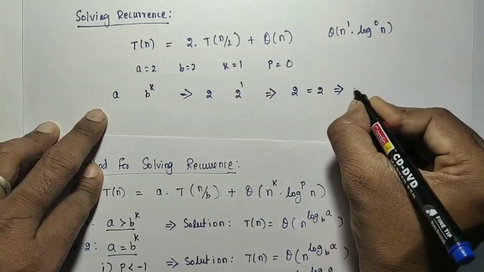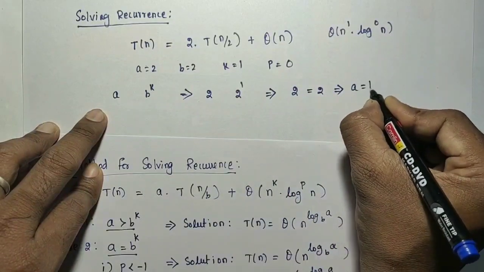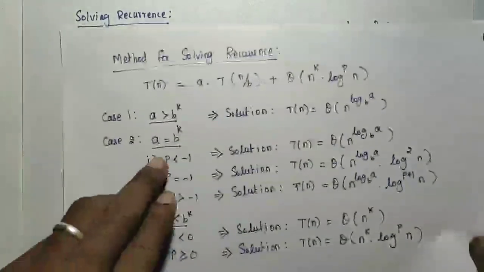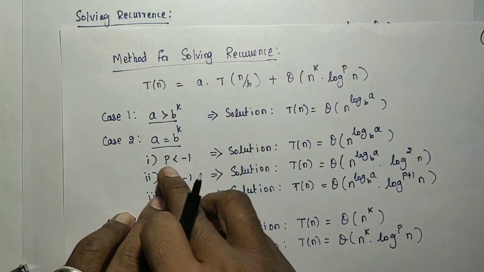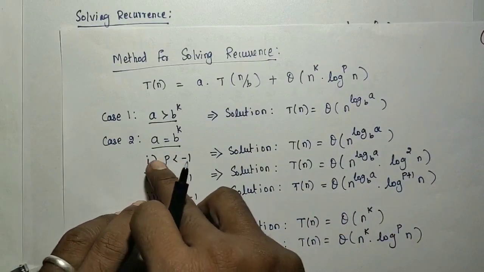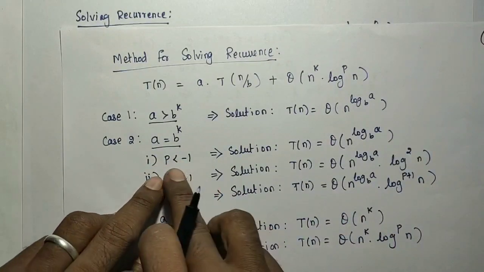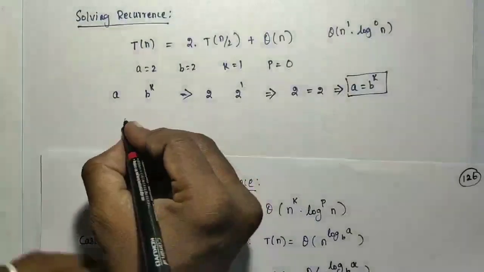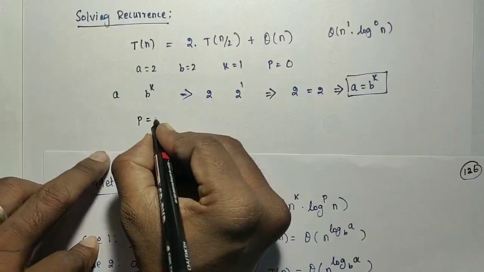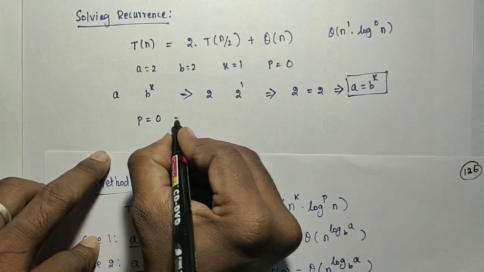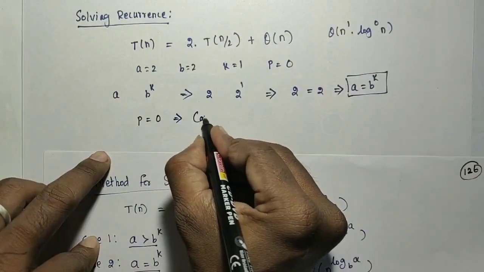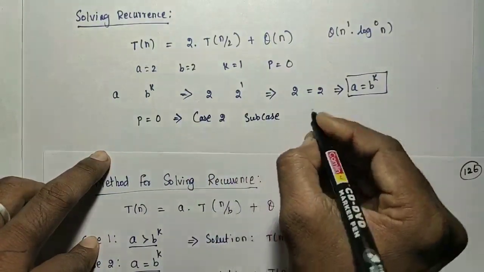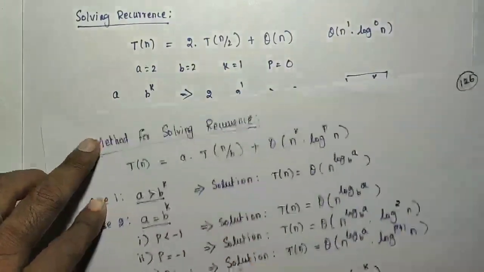It means that a equal to b power k, so that is the second case. In the second case, I need to check that p value. Subcases 1, 2, 3: p less than minus 1, equal to minus 1, greater than minus 1. In this case, p equal to 0. It means that case 2 and subcase, like that we have to identify.